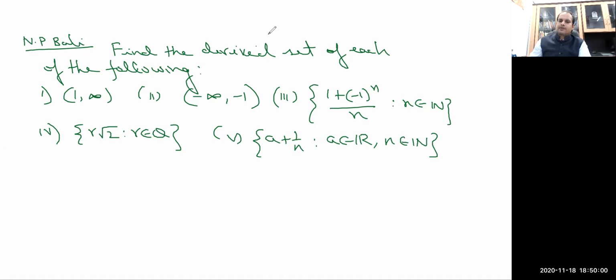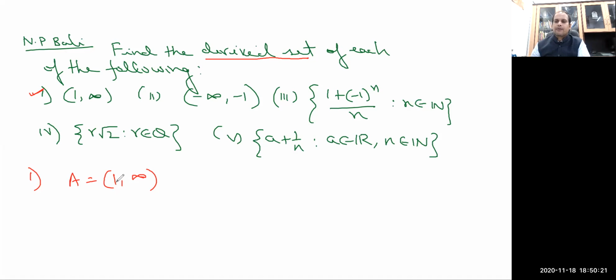So we know that the derived set is basically the collection of all the limit points of the set. So to find the derived set, we need to look at the limit points of the set. So let us discuss the first one. The given set, let me call this set A, is equal to the open interval 1 to infinity. We need to find its limit points.